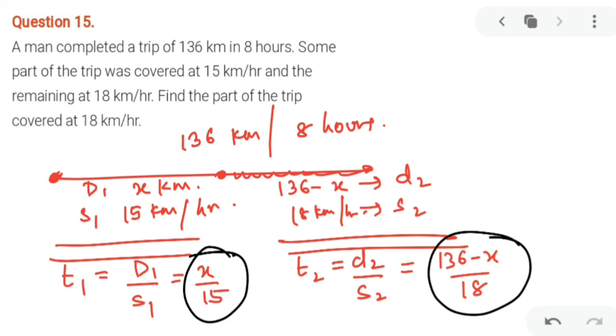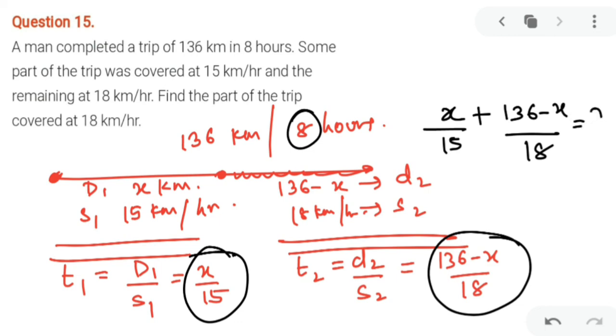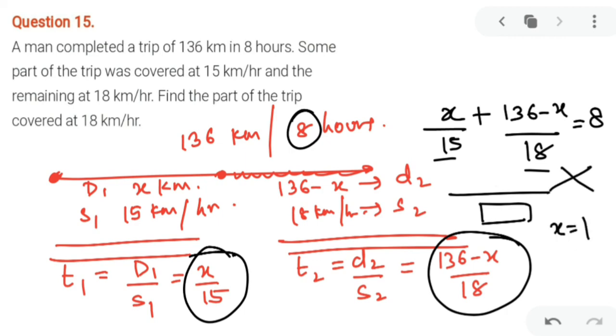Now these both times, if I take them together, that will be the total time of the journey, and the total time of the journey is given to you as 8 hours. Yes, my dear kids. So you got 8 hours over here. Now you can take the LCM of this side. Take the LCM and then cross multiply. From there you will get the value of x. Could you give a try? Okay, God bless.